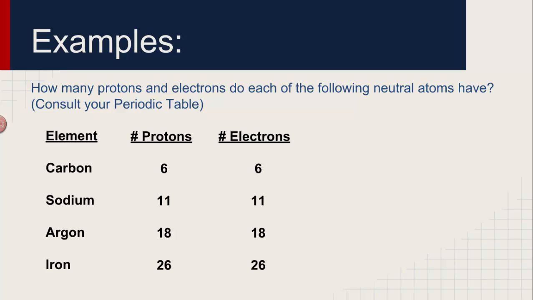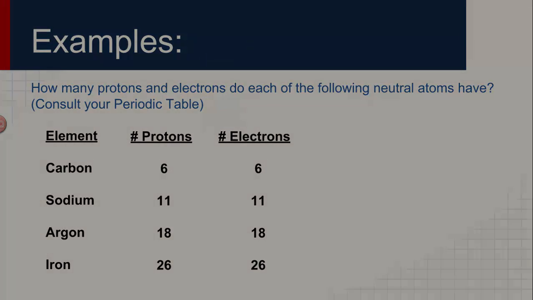Now, the number of neutrons, that'll vary a little bit, and we'll talk about isotopes in a future video. But for now, that's the basics of atomic structure.